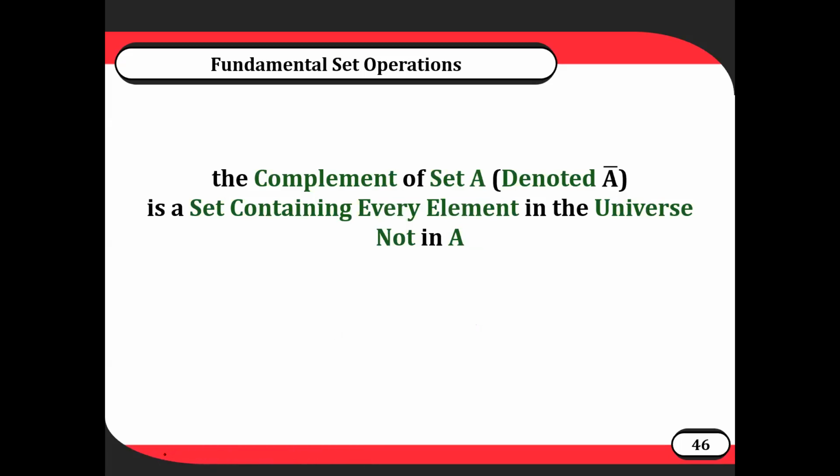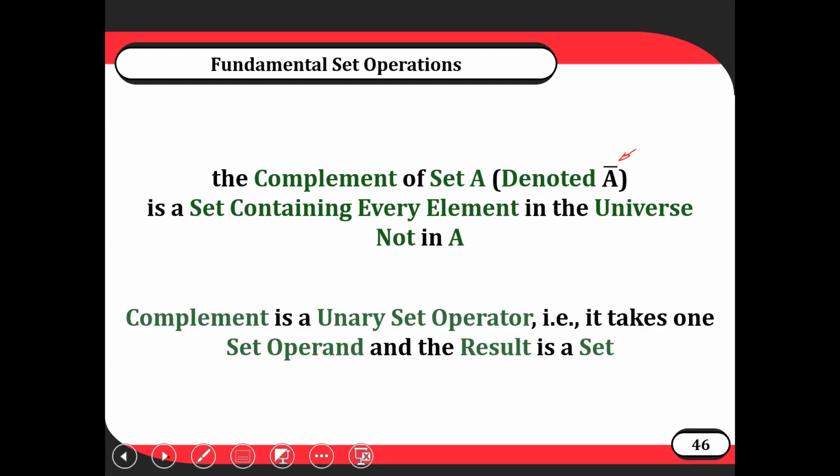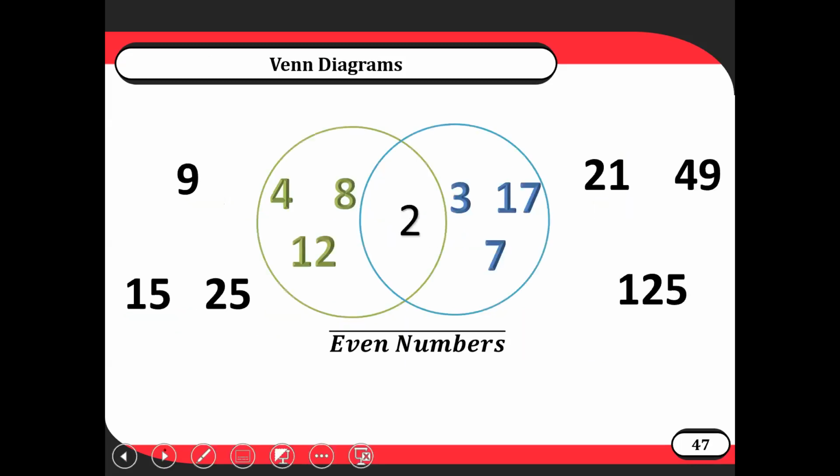So the complement of a set A, denoted A complement, but using the bar, is a set containing every element in the universe that's not in A. All right. So complement is a unary set operator, takes one set operand, and the result is also a set. So if we take all of the not even numbers, well, I'm not going to ask you to write them all out, but you would take everything that's not in this even number circle, right? So this is not the even numbers.